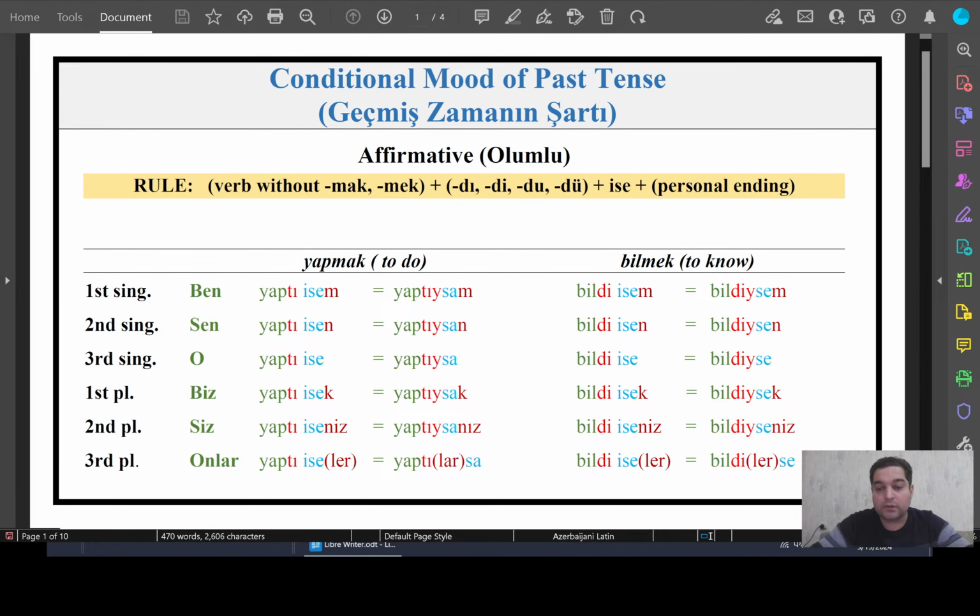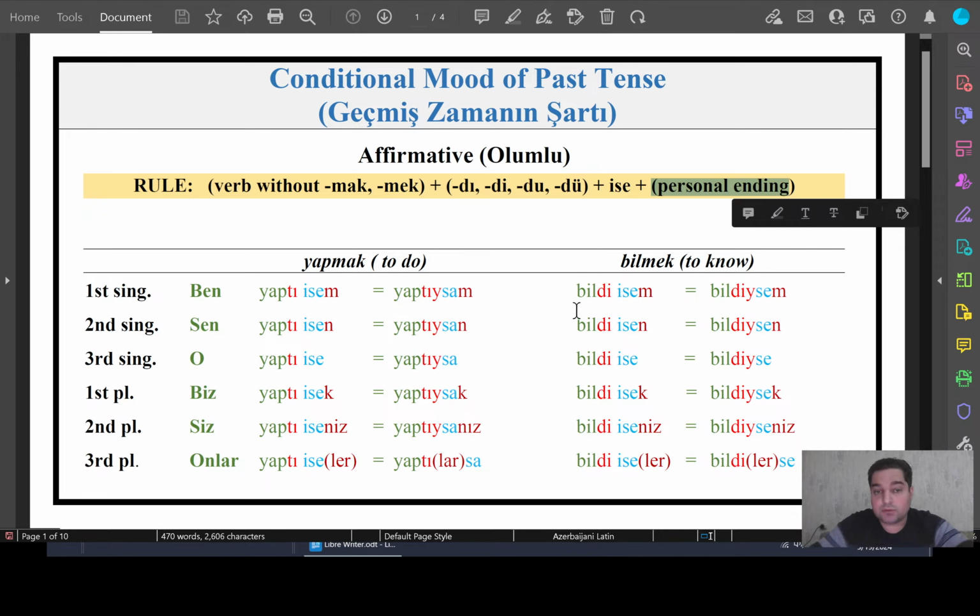Okay, here we will, as always, start with affirmative, right? Then the negative, then interrogative, and then negative interrogative. So what's the rule of making this tense? You have the verb root, which means basically a verb without the -mak ending. Then you have the past tense endings, di, du, and so on, actually not only four but all eight, because it also can be ti, tu, depending on the consonant at the end of the verb. Then you add ise and then the personal ending.